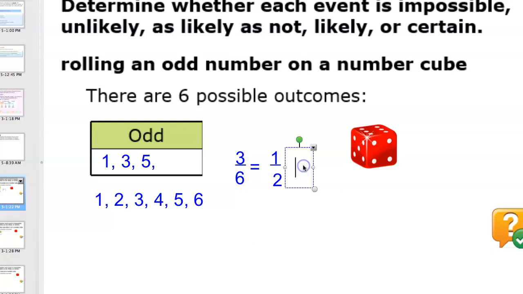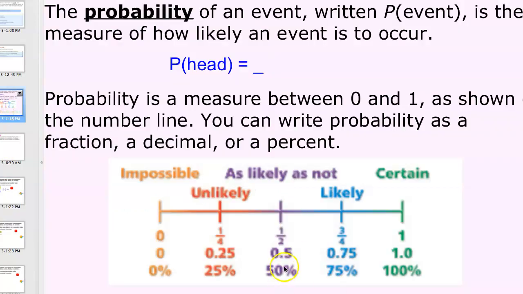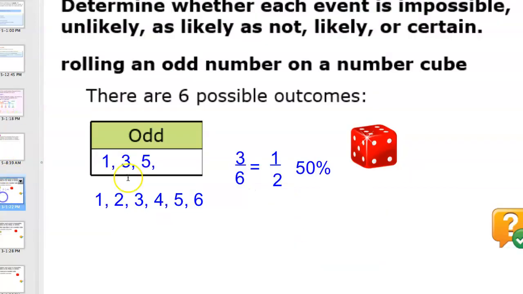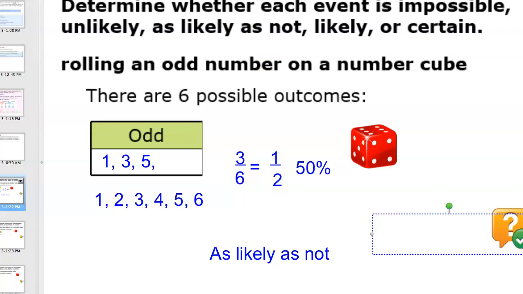And that is 50%. So 1/2 is 50%. So that means if I go back and look at my chart, 50% is as likely as not. That means it's just as likely to roll an odd number as it is to not roll an odd number, which would be an even number. So it's as likely as not. And I can pull out the answer.